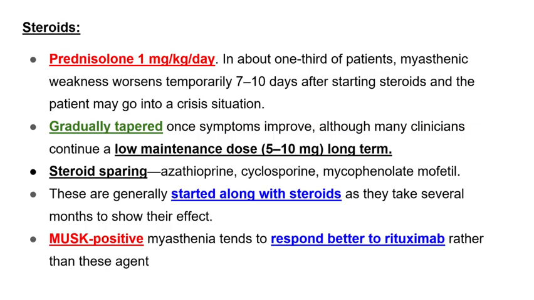So steroids: prednisolone 1 milligram per kg per day. In about one third of patients, myasthenic weakness worsens temporarily for 7 to 10 days after starting steroids. The patient may go into a crisis situation. Steroids can be gradually tapered once the symptoms have improved, although many clinicians continue a low maintenance dose of 5 to 10 milligram long term. Steroid sparing agents like azathioprine, cyclosporin, mycophenolate mofetil are generally started along with steroids as they take several months to show their effect. MuSK positive myasthenia tends to respond better to rituximab rather than these agents.